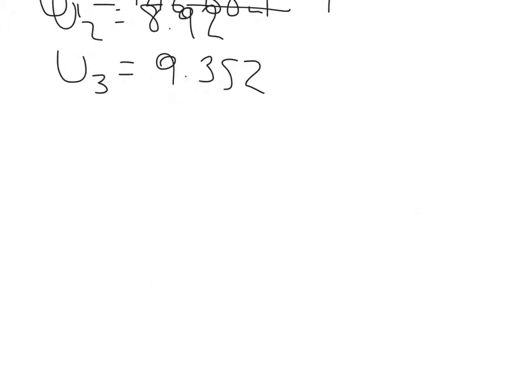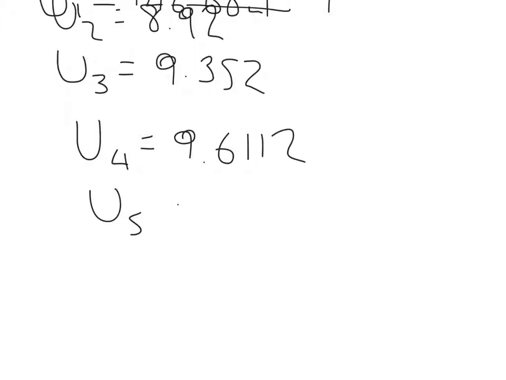Second part of the question was to find the smallest value of n for which u_n is greater than 9.7. So hit equals on the calculator again for u4, and that will give me 9.6112, and then u5, which will give me 9.76672. So the smallest value of n for which u_n is greater than 9.7 is 5.